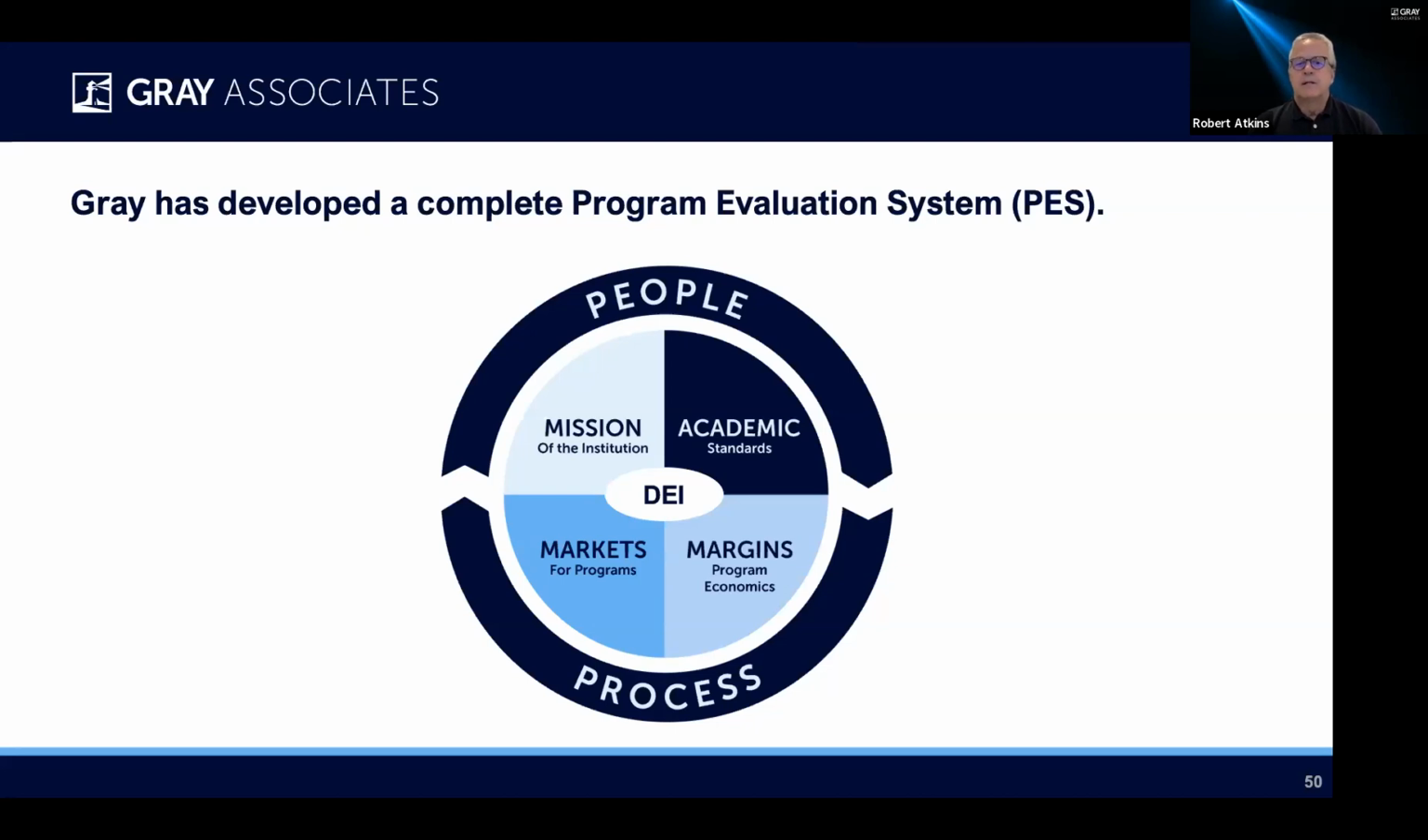So keep in mind what a program evaluation system is. It's more than just data. It's more than labor markets. It includes data on student demand, competition, degree fit, labor, margins, academic standards, mission, diversity, and importantly, it's got to involve the right people and the right process to make good decisions that will be adopted by the institution.